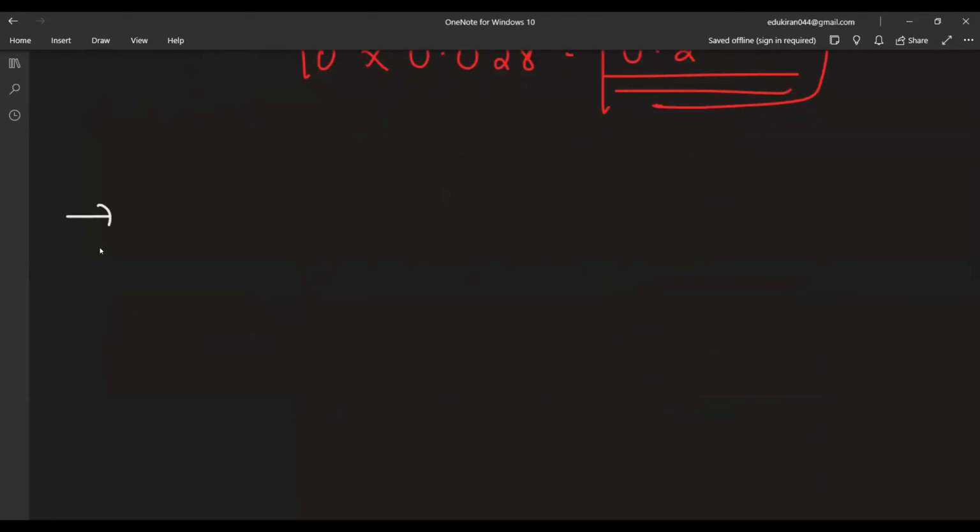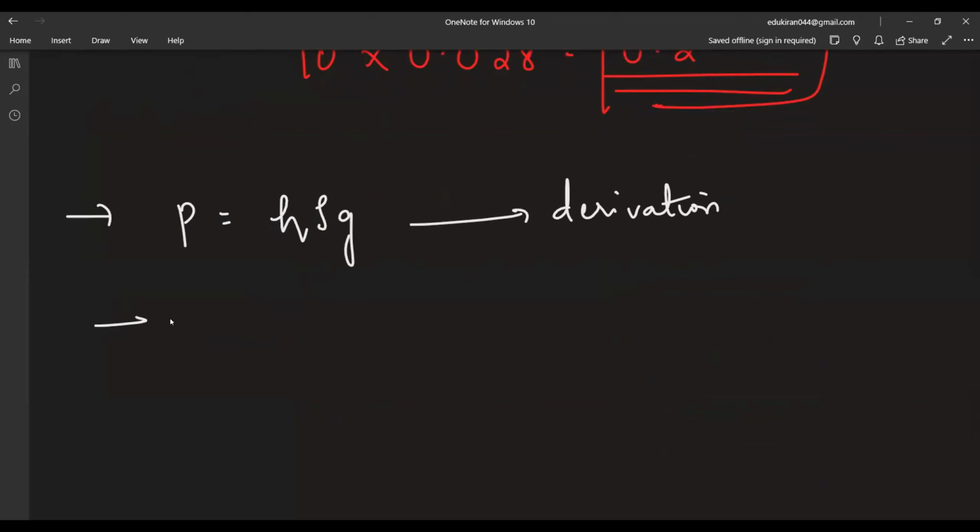Next that we have is the concept of pressure exerted by the liquid column, which is H rho G. So this derivation also can come in your exam. Basic questions from this can be asked. What you have to remember here is that total pressure is equal to the absolute, the atmospheric pressure, sorry, plus the gauge pressure, that is H rho G.